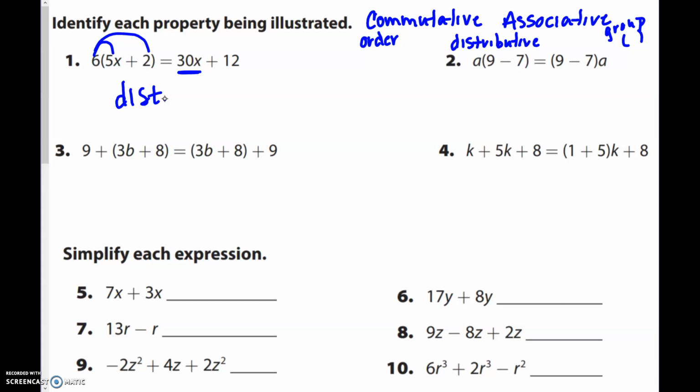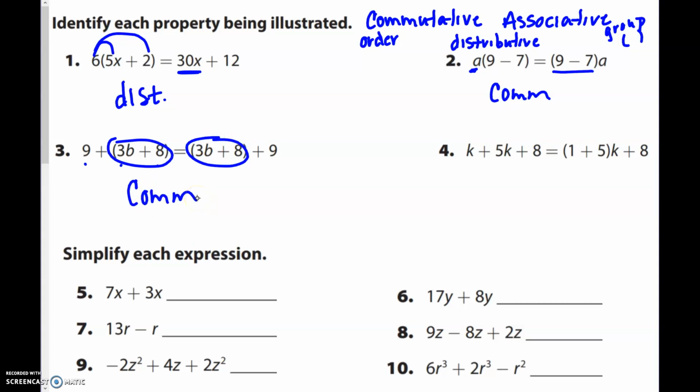All right, number 2 looks like they have an A first, and then this time they have the 9 plus 7 first and the A last. So they're switching the order. So this one is commutative. All right, number 3 goes 9, 3b, 8. This one has 3b first. Okay, so it's not in the exact same order. So it looks like they put these two at the end and now they're at the beginning. So this is the commutative property.